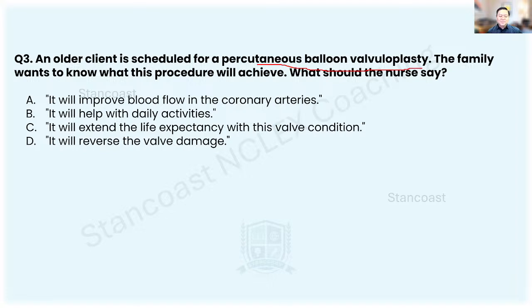Okay. The valvuloplasty is not really a permanent treatment, guys. Okay. It's not. And so it is going to be considered like a palliative kind of procedure. So the correct answer here is going to be letter B. Why? It's kind of subtle, right? It will help with daily activities, kind of hidden. The reason behind that answer is that the valvuloplasty is going to enhance the blood flow through the valve, and it will improve or reduce the symptoms.